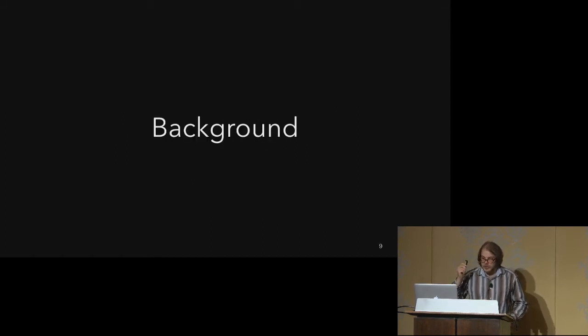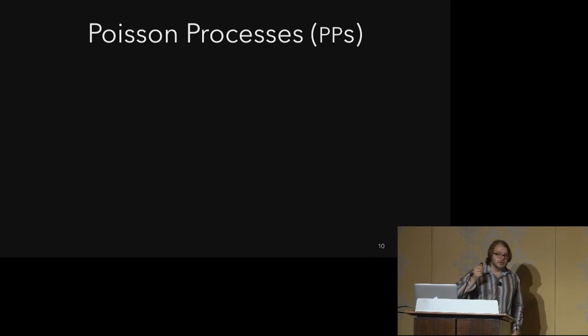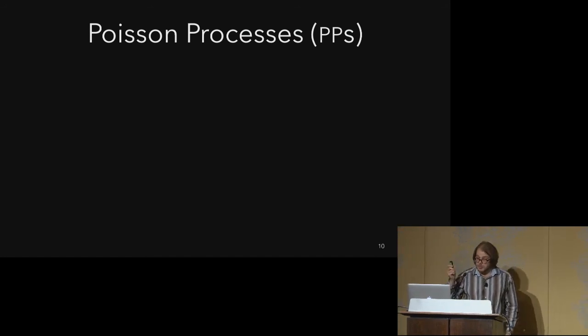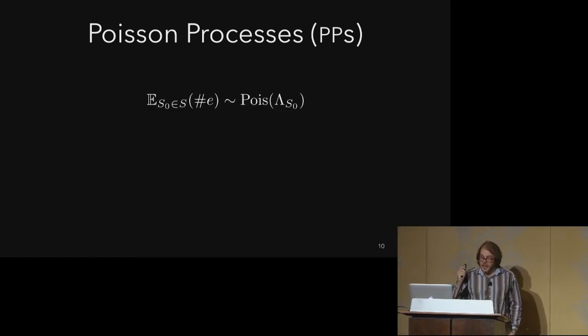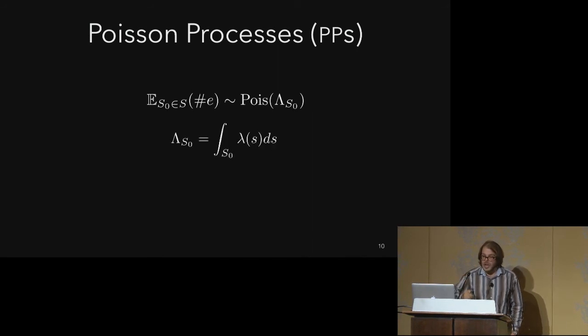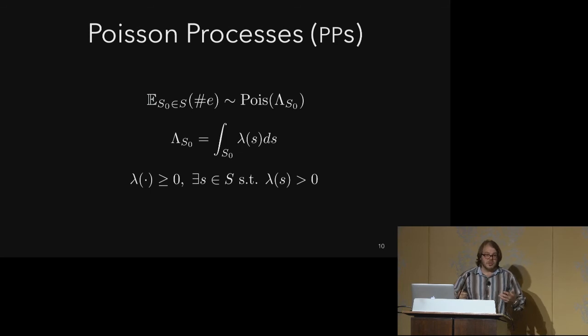Before going any further, we're going to need some background information. So rather than general point processes, I'm going to be talking about Poisson processes, which are a class of point processes for which the number of events expected to occur in some subset of the space is a Poisson random variable according to the integral of some rate function lambda. This rate function needs to be weakly positive, as there's no such thing as a negative event rate, and to be a proper Poisson process, it must have a non-zero rate for a measurable subset of the support space.